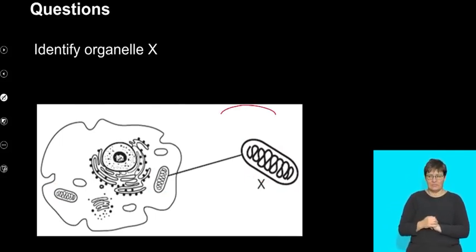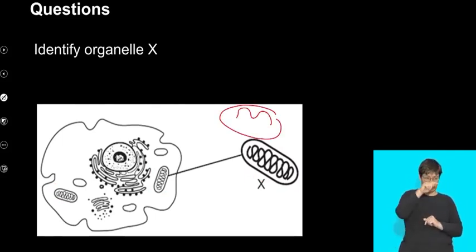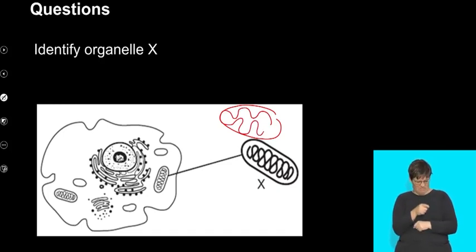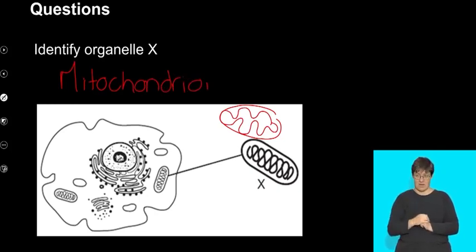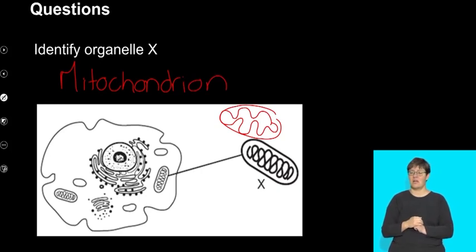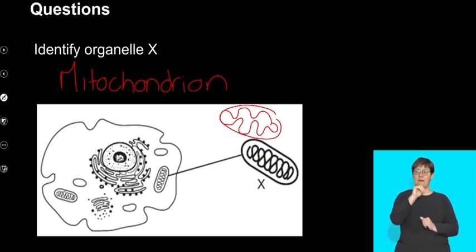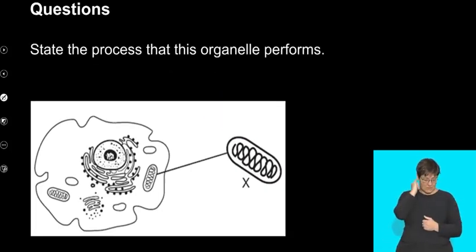And as I said to you, very often, if it looks like a worm-like structure, it is going to be the mitochondrion. Now, guys, what is the difference between mitochondrion and mitochondria? It's singular and plural. You can write either. It is not a problem at all. State the process that this organelle performs.